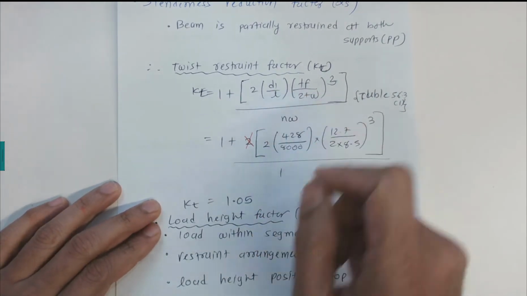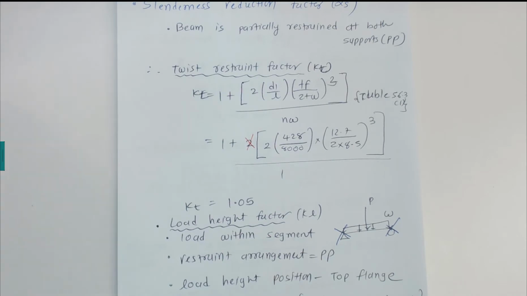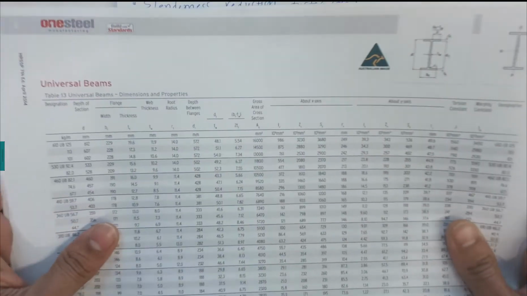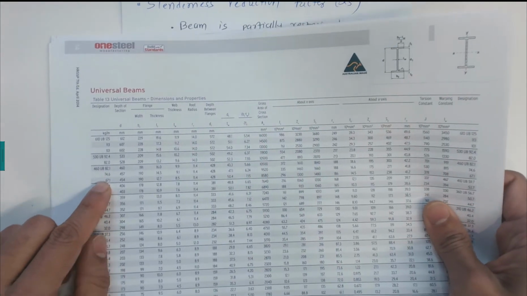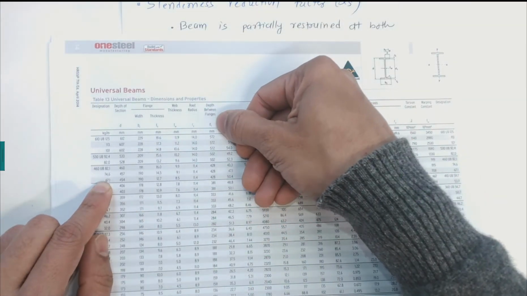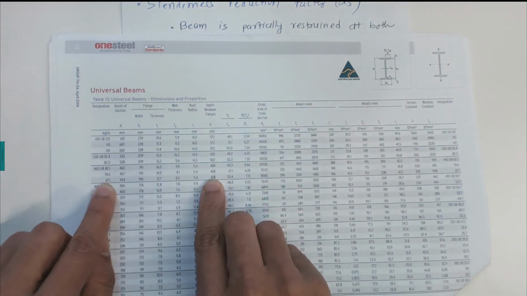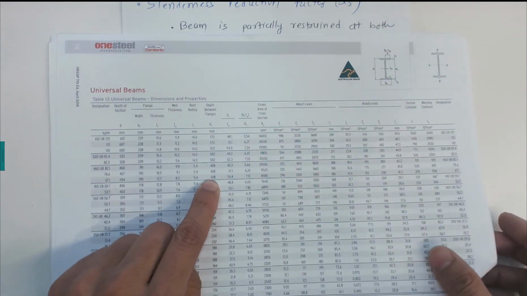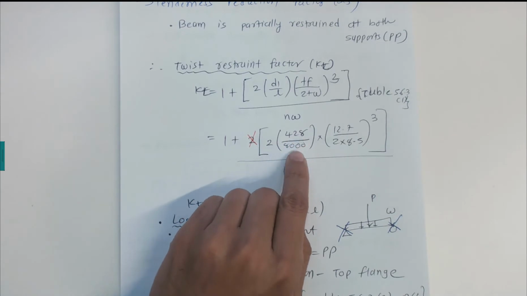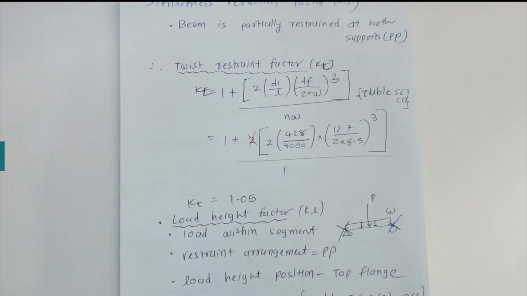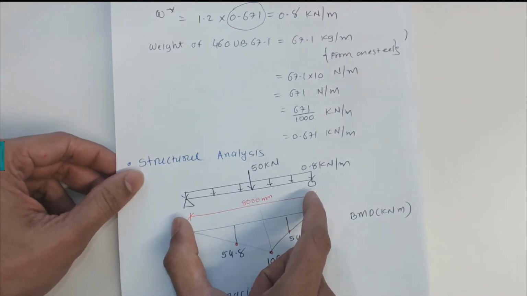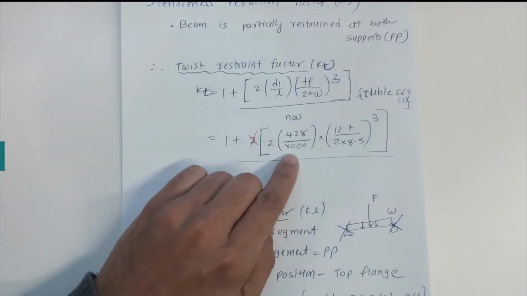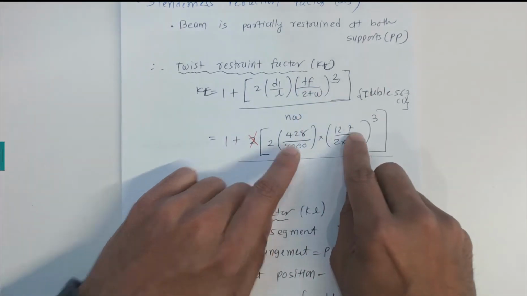2 d1. What is d1? On page number 14 of the one steel tables, we can find the d1 value, which is the depth between the flanges. For the 460 UB 67.1, it is 428 millimeters, as given here. d1 is the depth between the flanges, so 428 millimeters. The length is given in the question: the length between the two supports is 8000 millimeters. So 8000 millimeters times the thickness of the flange, 12.7 millimeters.